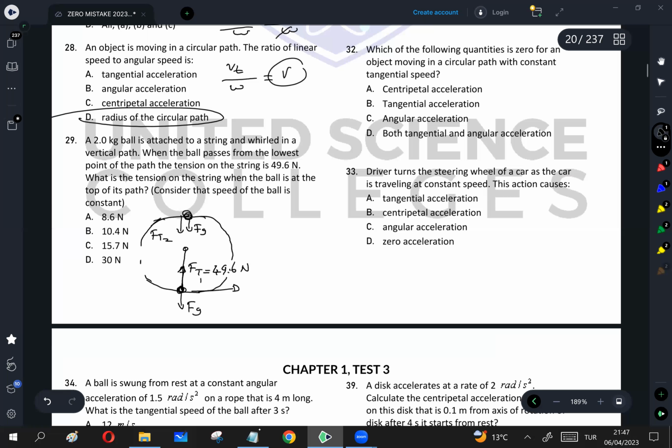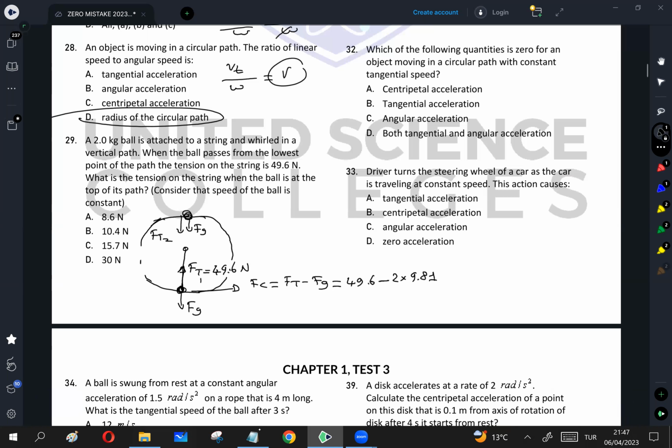At the lowest position, centripetal force is Ft minus Fg. So Fc is 49.6 minus mg, where m is 2 and g is 9.81. At this position we can calculate the centripetal force: 49.6 minus 2 times 9.81. The answer is almost 30 newtons.